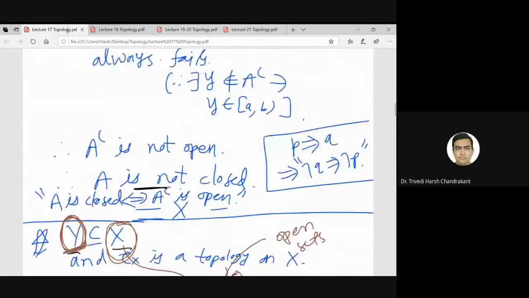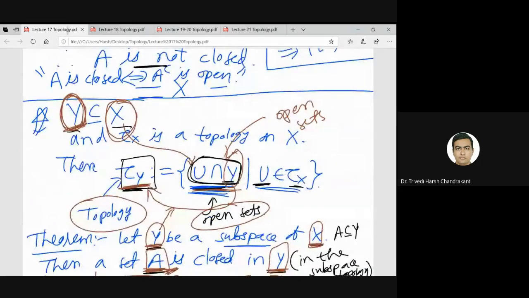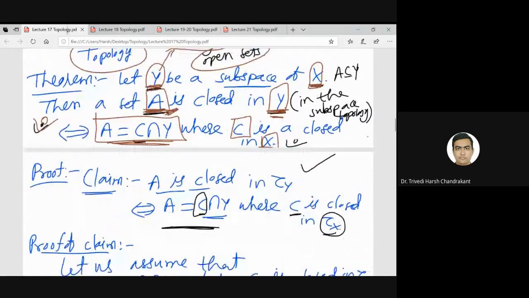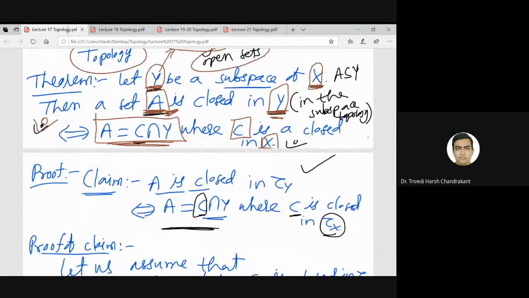Earlier we discussed the subspace topology, and we have seen that a subset of the subspace Y is closed if and only if it is of the form C intersection Y, where C is a closed subset of X. This is one of the results in the subspace topology.